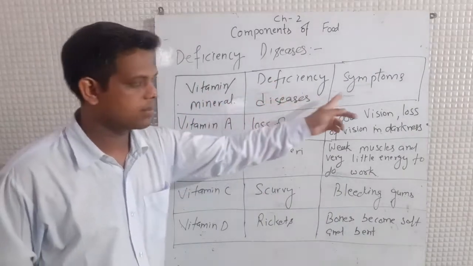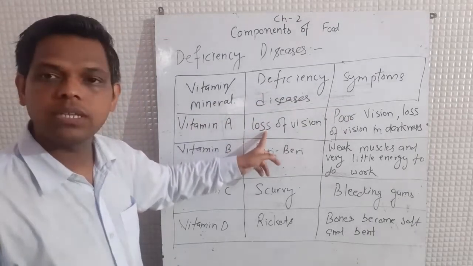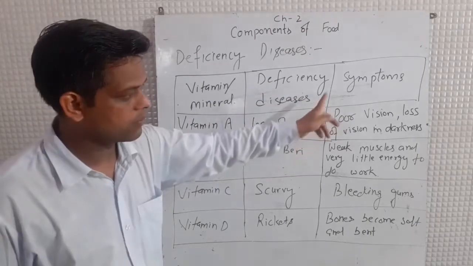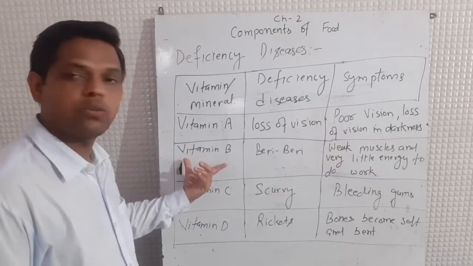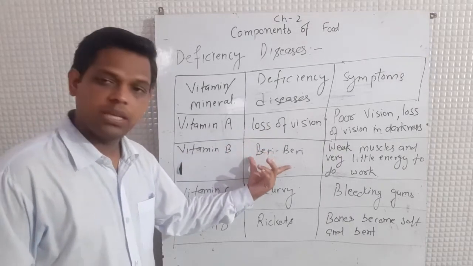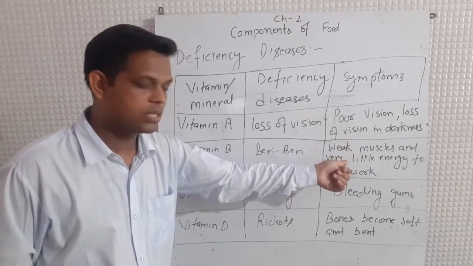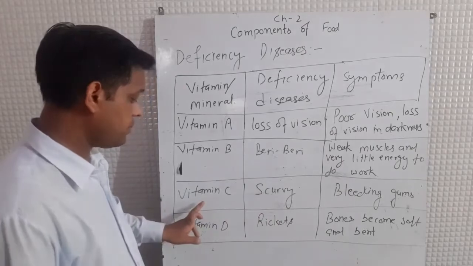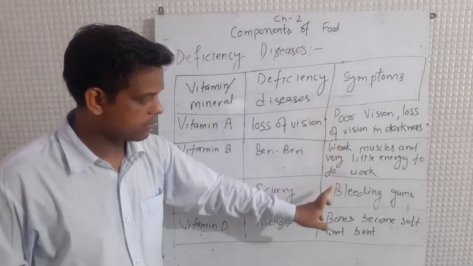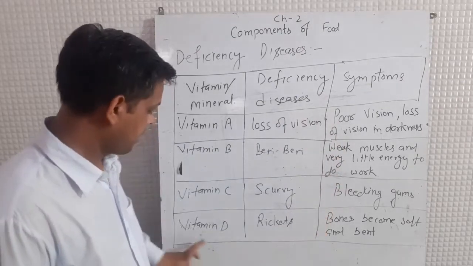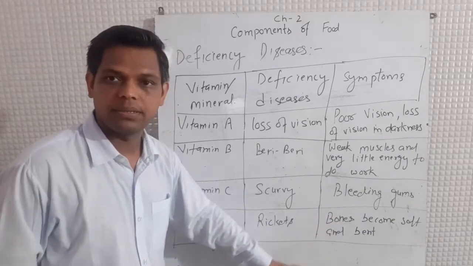Names of the diseases and their symptoms. Deficiency of vitamin A causes the disease loss of vision or night blindness. Symptoms of the disease: poor vision and loss of vision in the darkness. Deficiency of vitamin B causes beriberi. Symptoms of this disease: weak muscles and very little energy to do work. Deficiency of vitamin C in our food causes scurvy. Symptom of this disease: bleeding gums. Deficiency of vitamin D causes rickets. Bones become soft and bent.